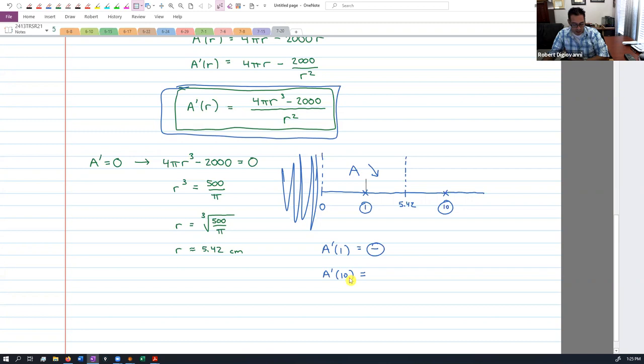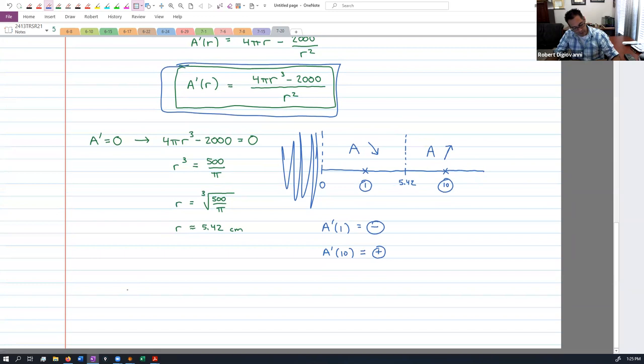And then let's plug in 10. If you cube 10, you get 1,000. Then you hit it with 4 pi. It's going to be bigger than 2,000. So you should get a positive on top, positive on the bottom. And because you have a positive derivative, that means the original function is going up. Okay, right there, we know now. We have a minimum. So we have a minimum area when r equals the cube root of 500 over pi, which is approximately 5.42 centimeters.